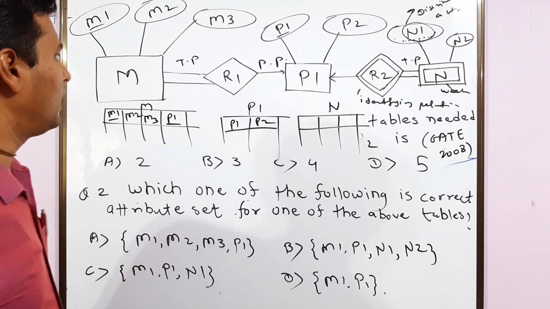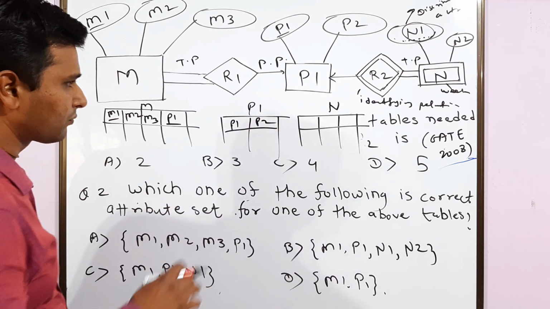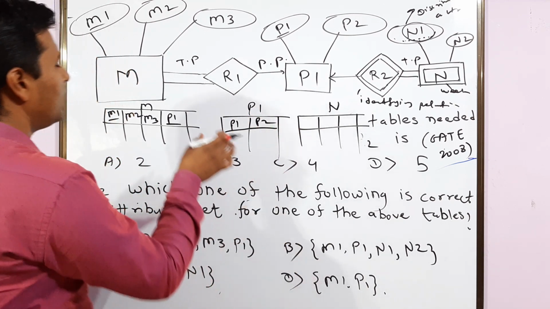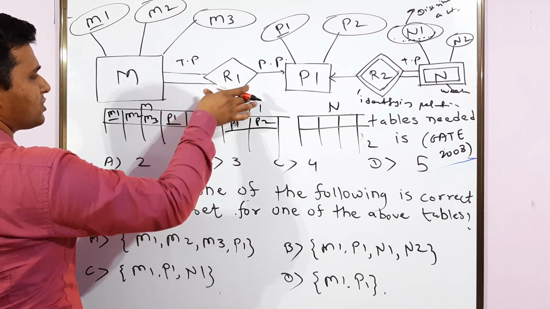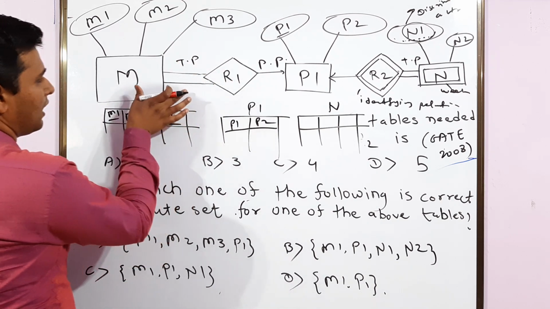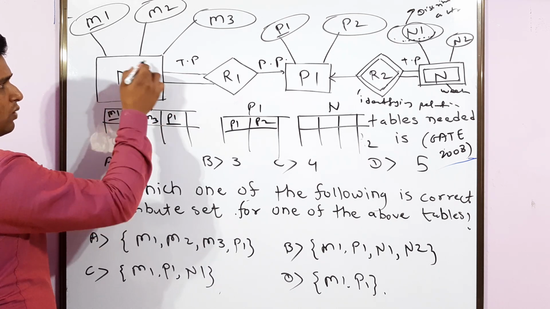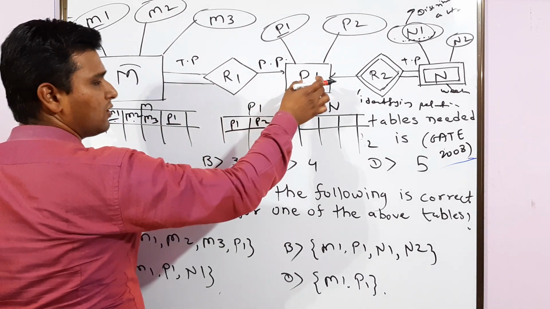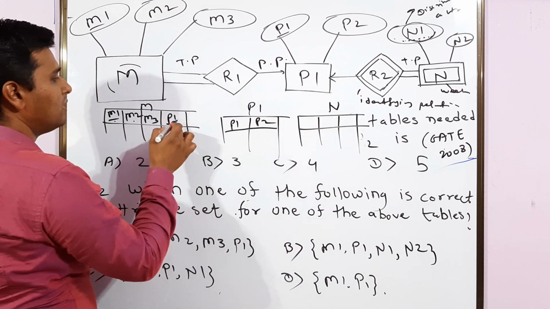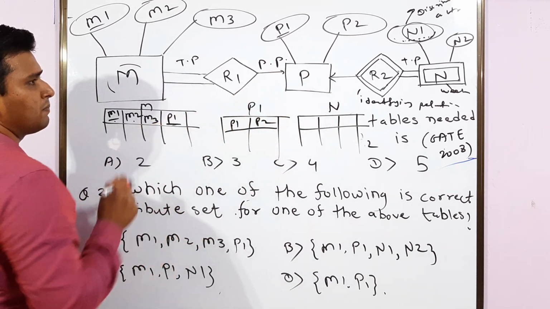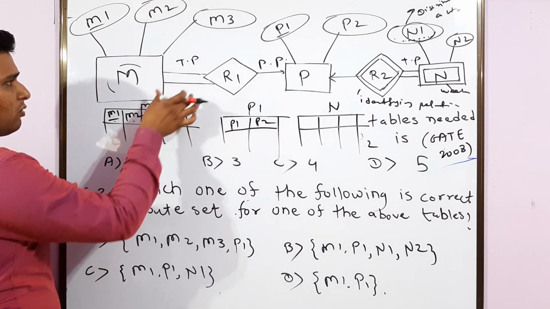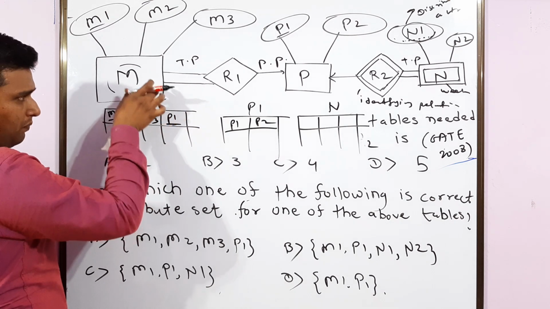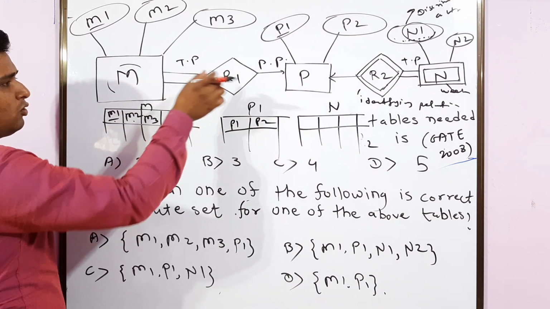Now what we have to do is convert this diagram into tables. So now we will see the rule. If we have a total participation in a relationship, then we always modify the total participation side table. So we are going to modify this M table. M1 is the primary key, then M2, M3, and we will add the primary key of the P table, P1, into it. This is the modified table, because here we get total participation. This is the rule, because total participation means all the entity occurrences of M are going to participate in the relationship.